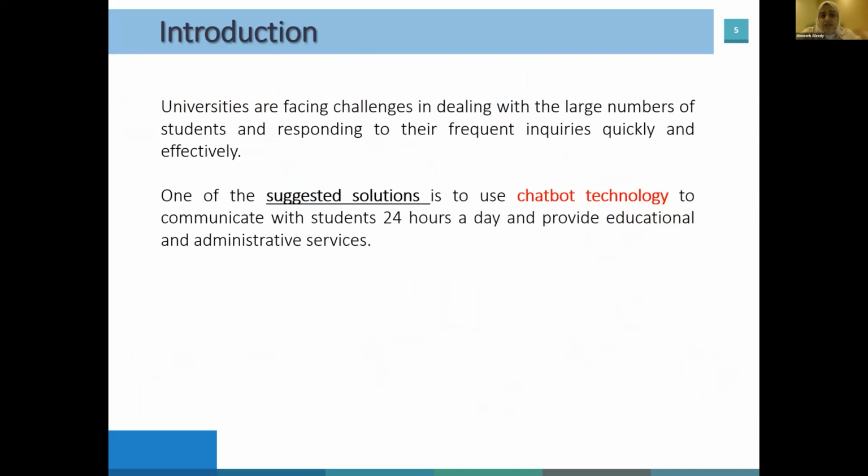Universities are facing challenges in dealing with a large number of students and responding to their frequent inquiries quickly and efficiently. One of the suggested solutions is to use chatbot technology to communicate with students 24 hours a day and provide educational and administrative services to them.